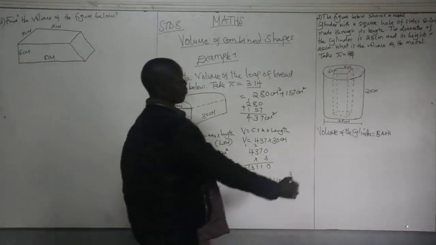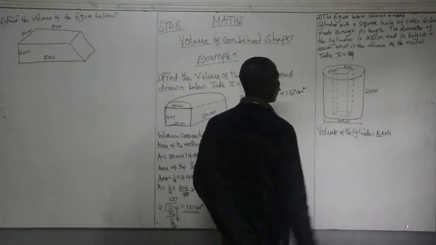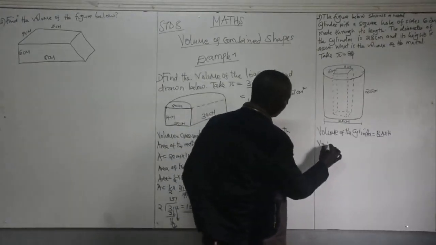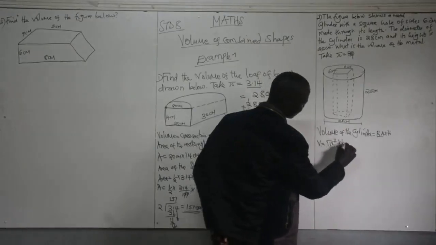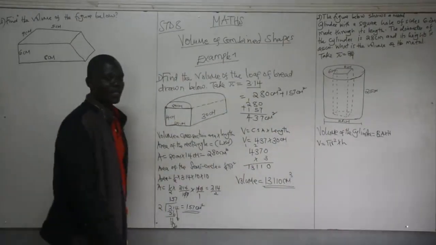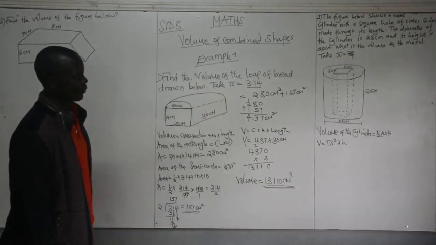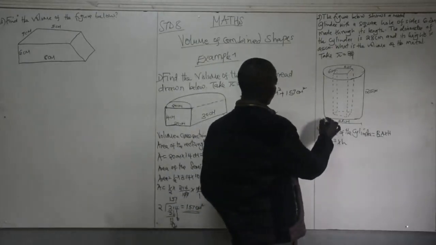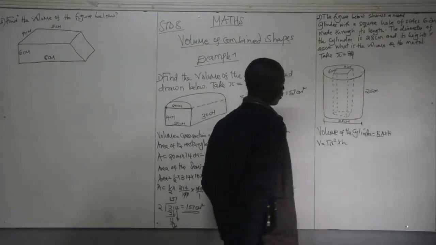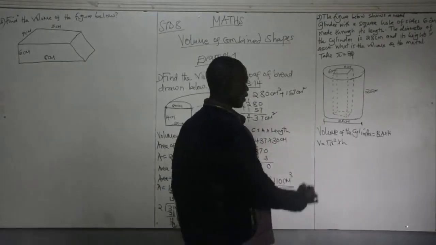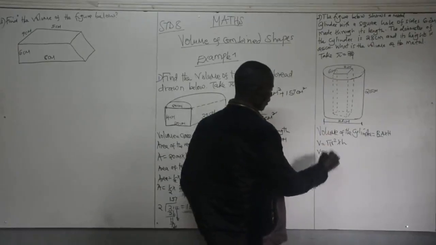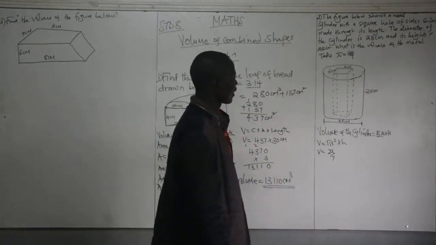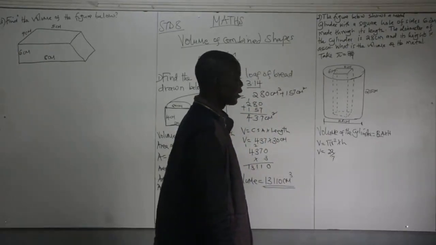And I've said the base area actually is the area of the circle. So you can say volume is equal to pi r squared times the height. That pi r squared is the formula for getting the area of the circle. So the diameter of this cylinder is 28 centimeters and the height is 25 centimeters. So we now say volume is equal to pi, this is 22 over 7, then r. R is the radius. If the diameter is 28 centimeters, the radius is what?